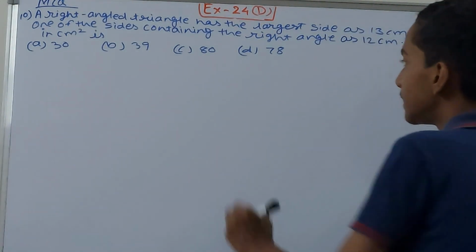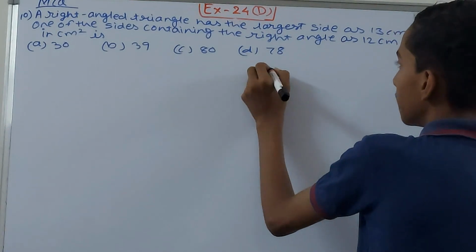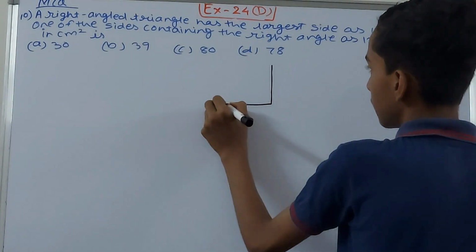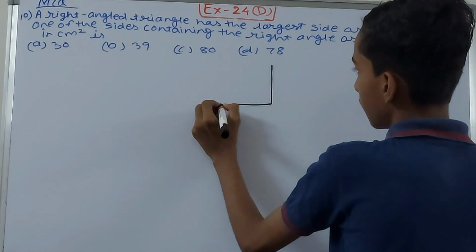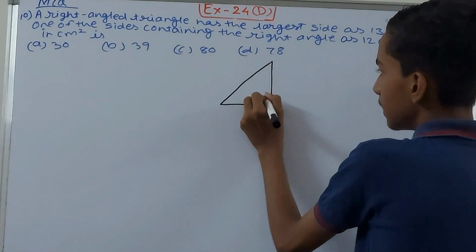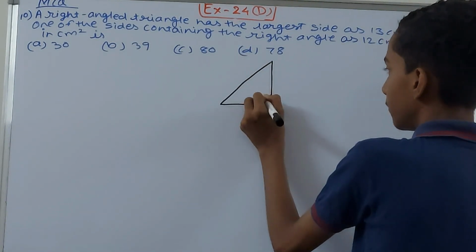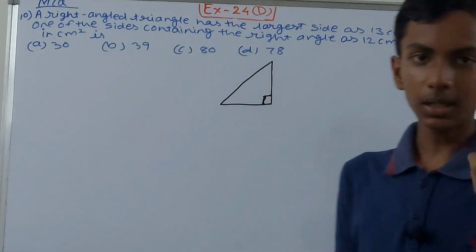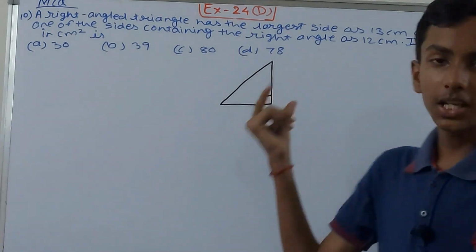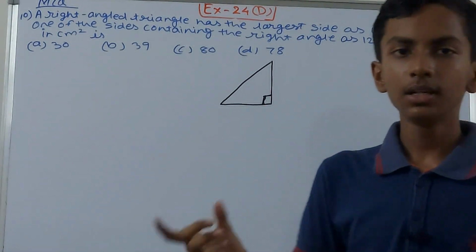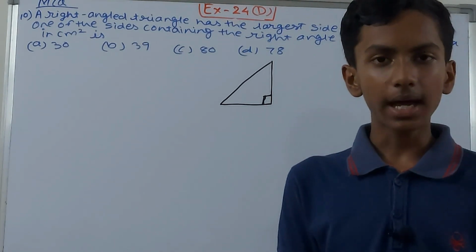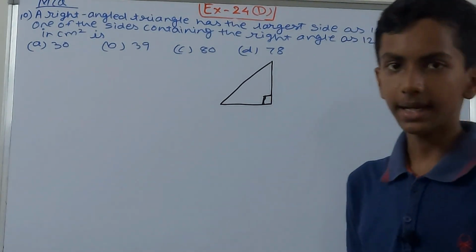So it's going to be something like this, and then something like this, in which this angle will be a right angle. One of the three angles is going to be a right angle. And second is that which is the largest side of the right angle triangle. The largest side of the right angle triangle is the side which is opposite to the right angle.